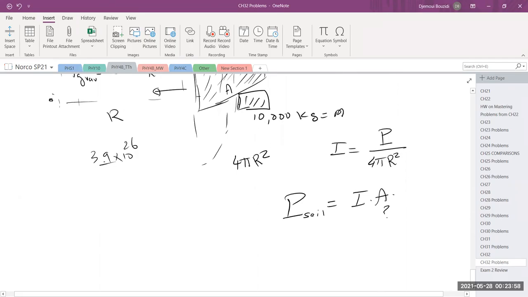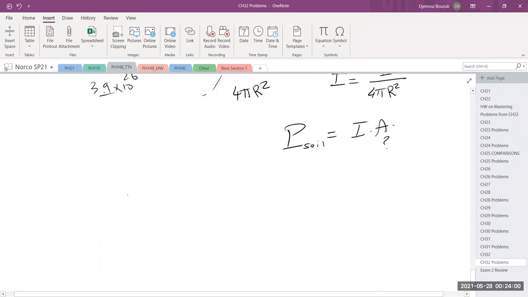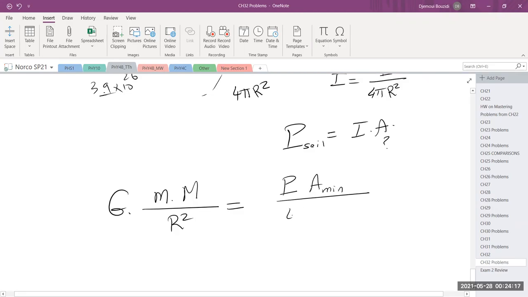So let's do that. The minimum force that we need is G times the mass of the sail, which is 10,000 kilograms, times the mass of the Sun, which I need to Google to find, divided by R squared. These two forces at least need to be equal for the minimum area. So this is the minimum area that we will need, divided by 4 pi R squared and the speed of light. Note immediately that it doesn't matter how far we are, the R cancels. They didn't give us that.